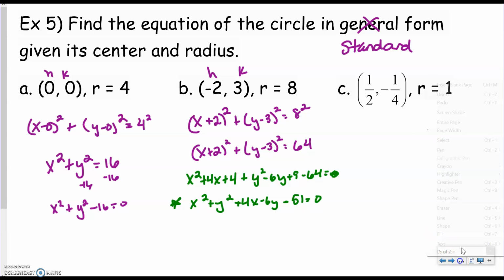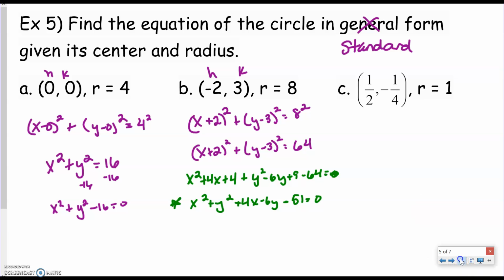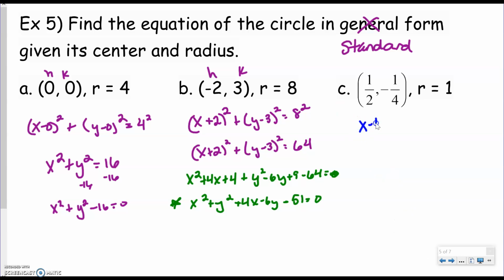Last one, I'm going to let you do on your own. Just leave the fraction. Don't worry about it. So plug it in, hit pause, see what you get, and then check back here in a couple seconds. Okay, and you should have x minus 1/2 quantity squared plus y plus 1/4 quantity squared equals 1 squared, which is just 1. So there's your final answer.